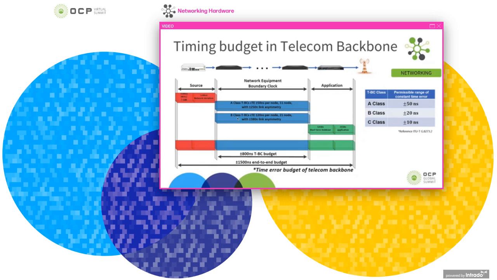For B class, each node is within 20 nanoseconds per node, so you can cascade 21 nodes with 380 nanoseconds link asymmetry. So you can see if each boundary clock could provide this timing error, you can cascade more nodes still under the overall timing budget. So the T-BC is tighter, and it will give you more flexibility in the network deployment.